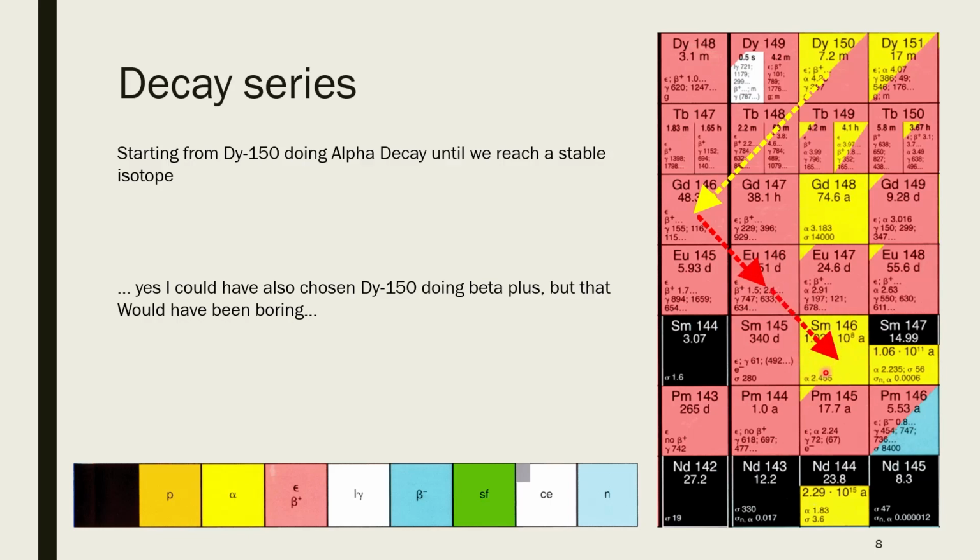And as we can see here by the yellow marking of this tile, it does alpha decay and decays into neodymium 142. Here we can see the decay mode based on the color of the tile.